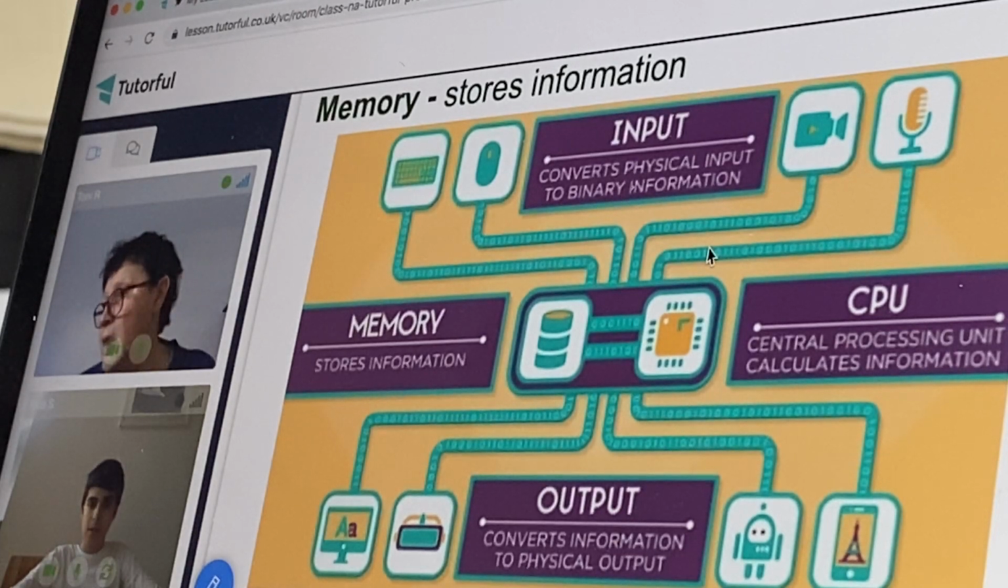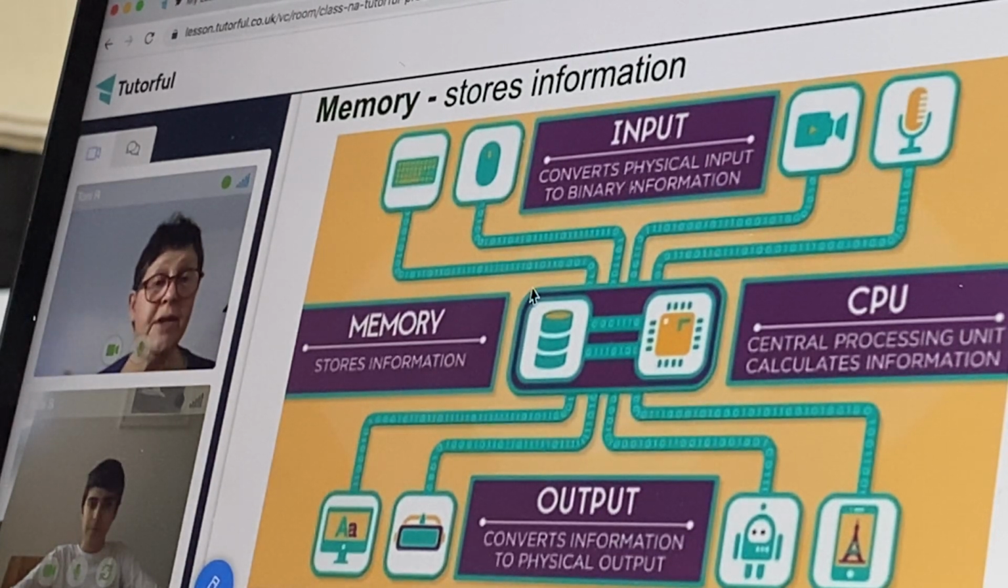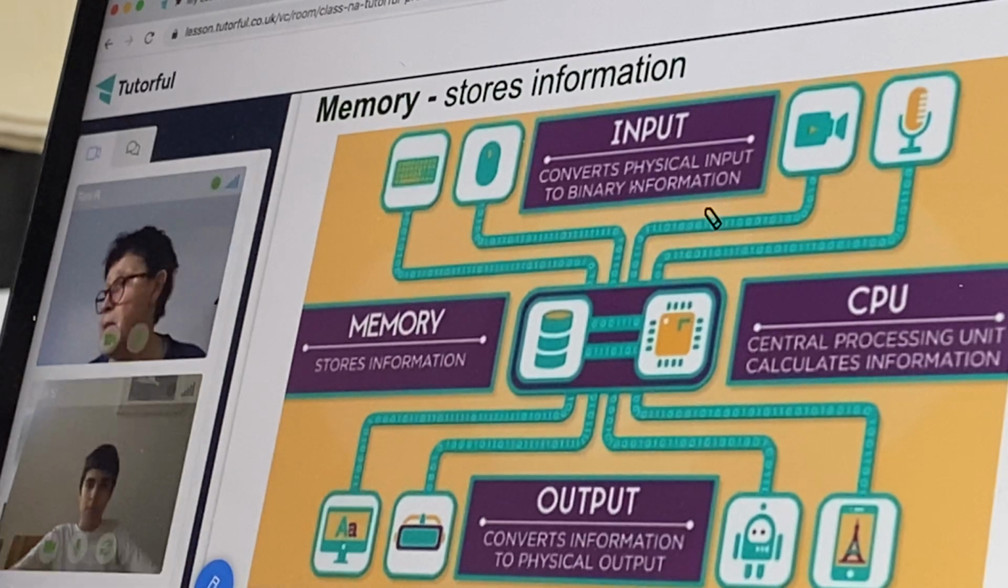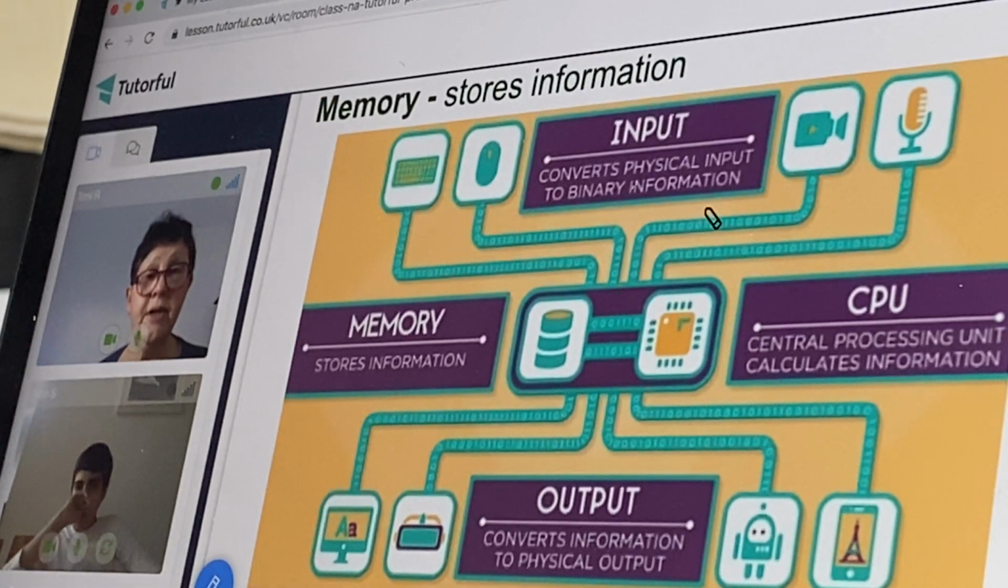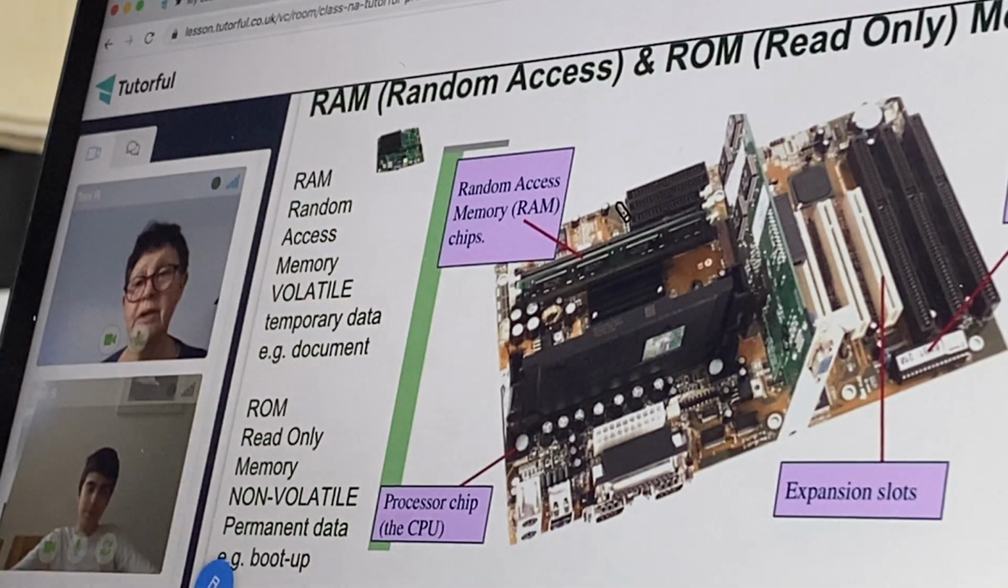Now, memory is required to actually store the information. So we've got the input with the data going in, we've got the output with the data displayed how you want it, we've got the CPU that is processing that data, but somewhere we need some type of memory to store the information. So we talked about RAM, which is the temporary data, but we also talked about ROM, which is booting up the operating system so the computer will work.